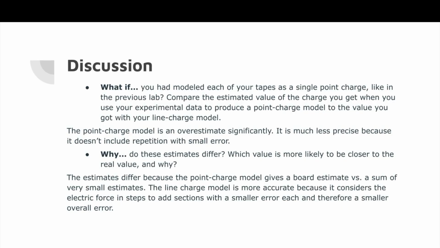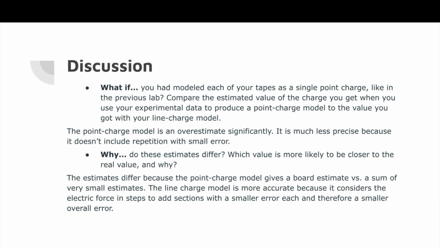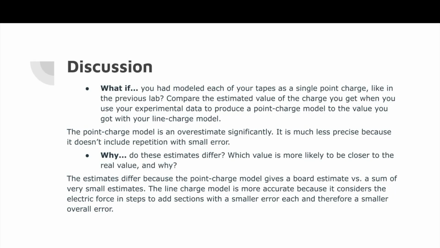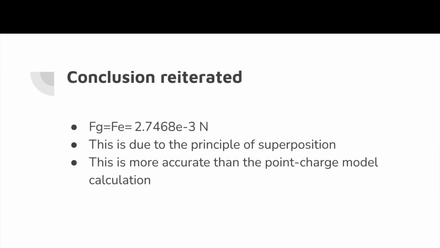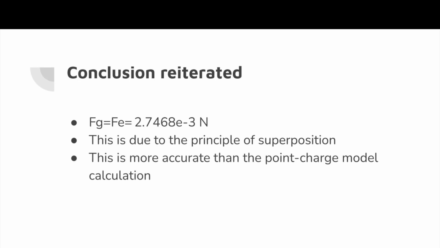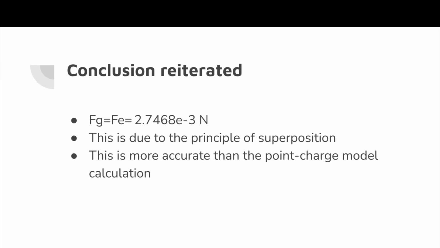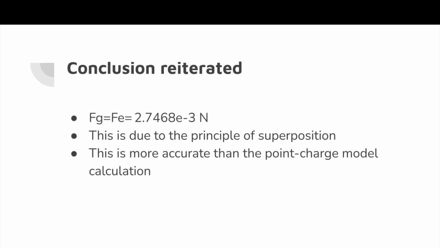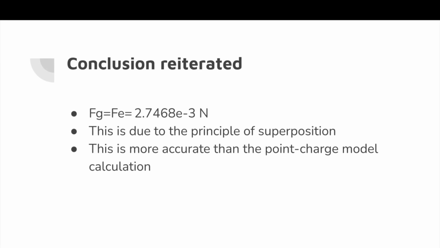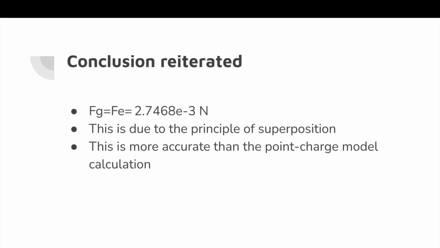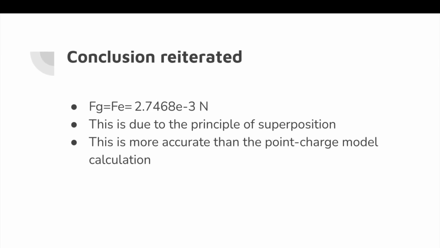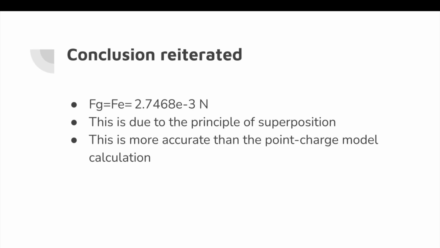Okay, and then the conclusion reiterated. So we have that our force of gravity equals our electric force, and both of those are roughly 2.75 times 10 to the negative third newtons. This is due to the principle of superposition that says that if we have an F net of 0, then it must be Fg plus Fe, so one of them is the negative of the other. This is more accurate than the point charge model calculation based on the previous discussion question.